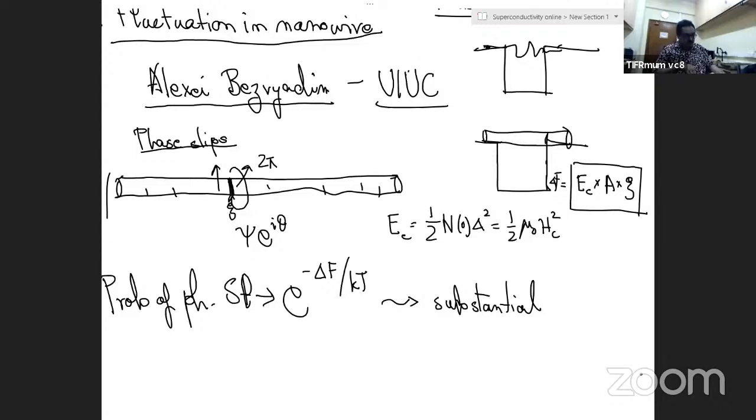So, as I said, if you want to cover more topics than this, feel free. But the essential topics that I want you to cover are these three: the limiting size of superconductivity, superconducting fluctuations in nanoparticles, and superconducting fluctuations in nanowires.